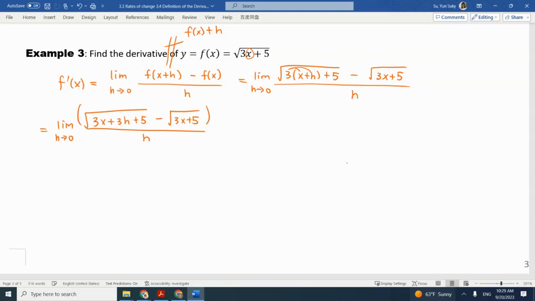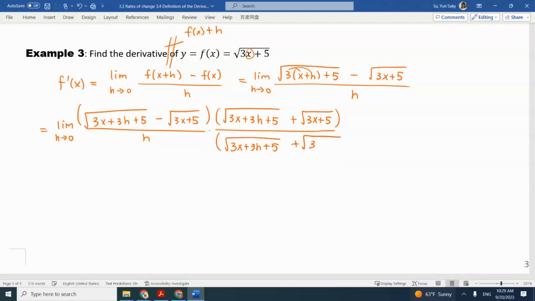Yes, multiply by the conjugate, right? Like your quiz. Your conjugate will be square root of 3x plus 3h plus 5 plus square root of 3x plus 5. So you multiply by the same thing in the denominator. Is that okay, everybody?